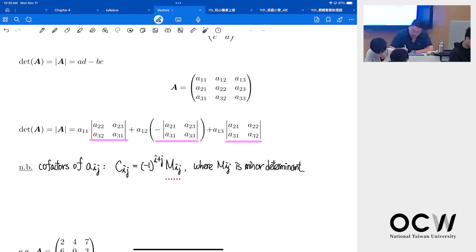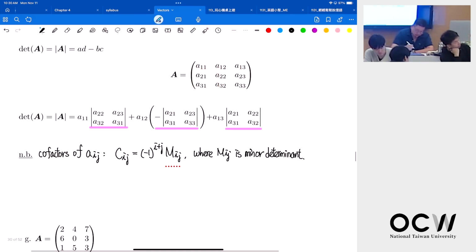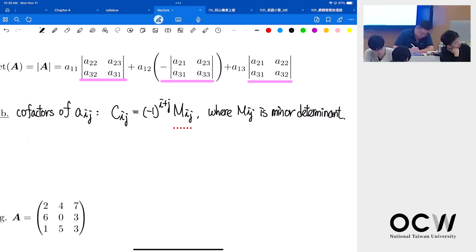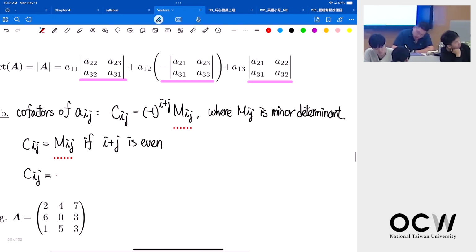A minor determinant is like here. A smaller one will be the 2 by 2 in this case, or here, the rest. And we will say that Cij will be equal to the minor determinant Mij if i plus j is even. Otherwise, I have a negative sign, minus Mij, if i plus j is odd.